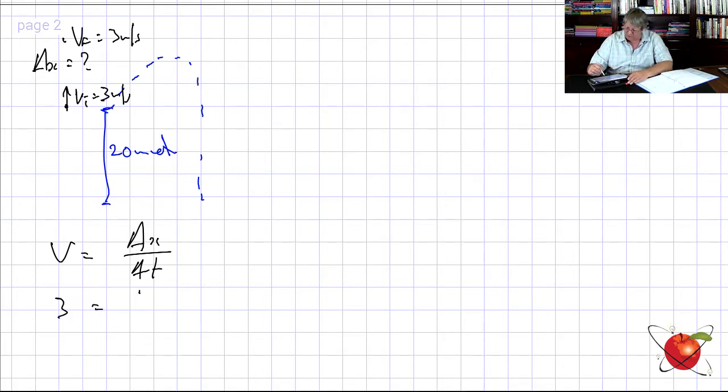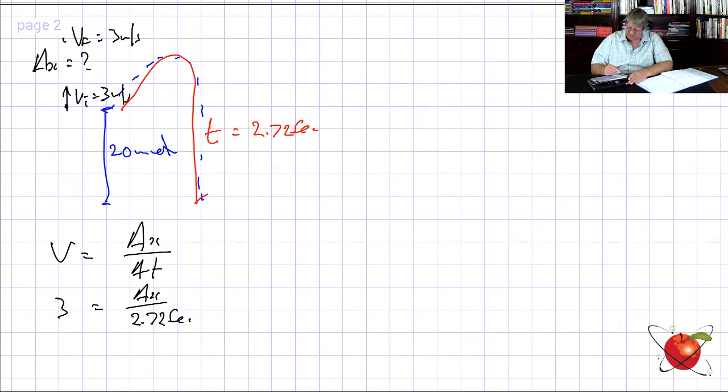Well, let's have a look at the balloon going up now, shall we? The V over here is 3 meters per second, and V final is 3 meters per second, right? We are looking for delta X. Well, what are we going to do? The velocity is going to be equal to delta X over delta T, isn't it? So, hang on. We know V is 3, equal to delta X, which we don't know, over delta T. How long is it in the air? 2.72 seconds. Just get this clear, it took 2.72 seconds to do that.